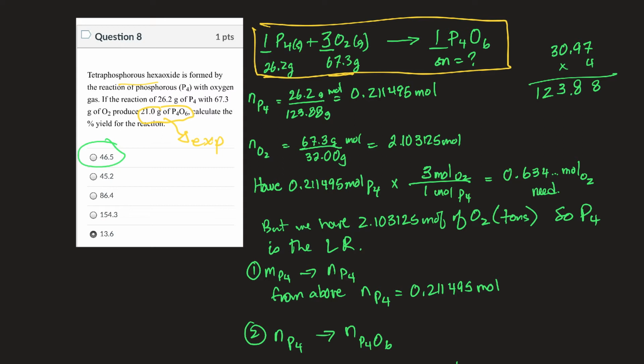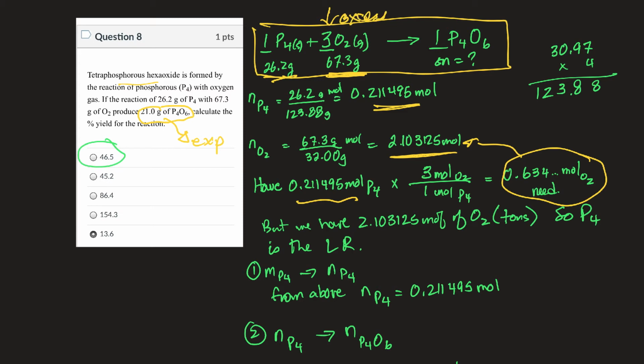So we do our normal limiting reactant thing, figure out the moles of P4, done, moles of oxygen, done, and then take this one, the P4, and see how much of oxygen I would need if I use the mole ratios. So to 3:1, this is how much I need of the oxygen, but I've got way more than that. So the oxygen is the one in excess, and P4 will be the limiting reactant.